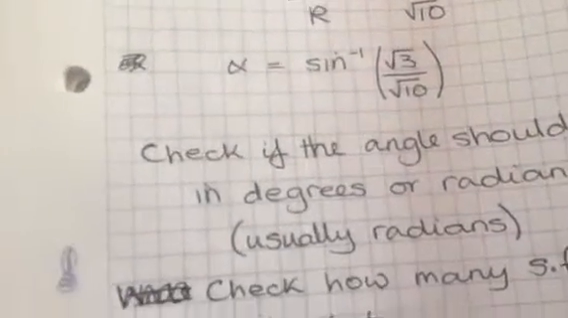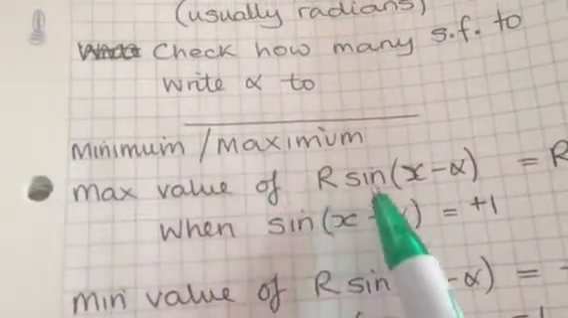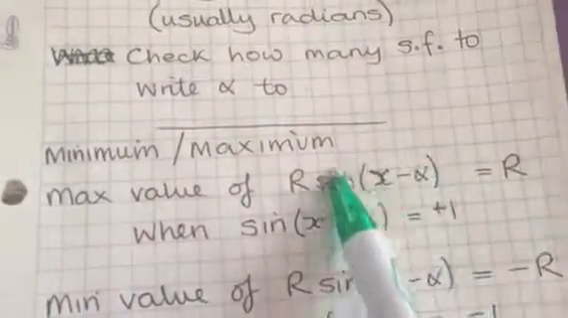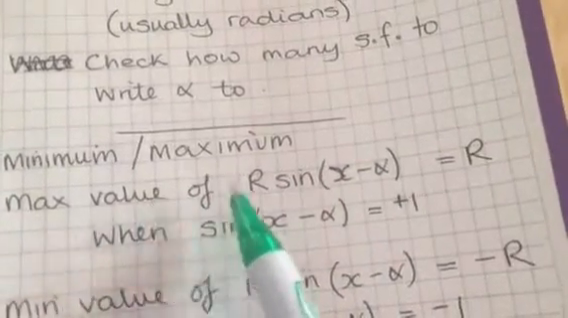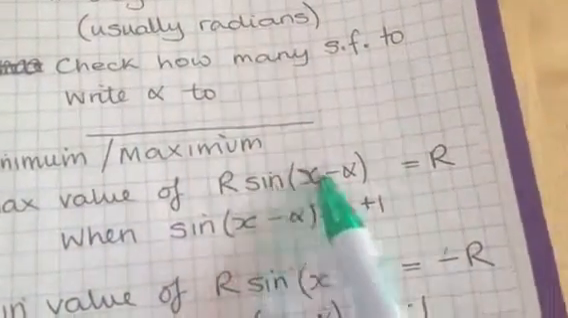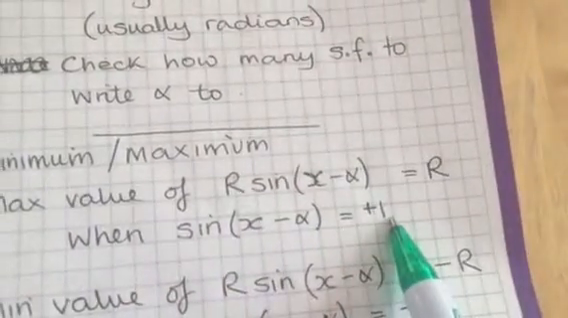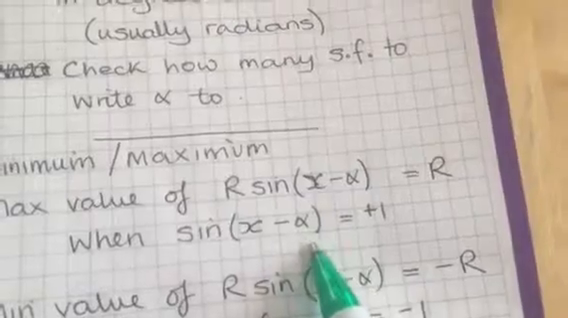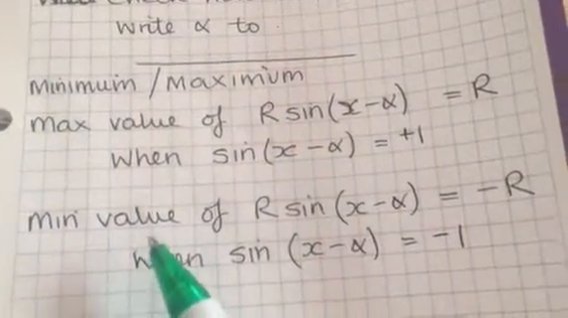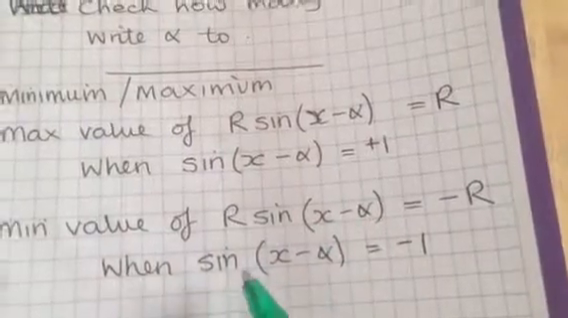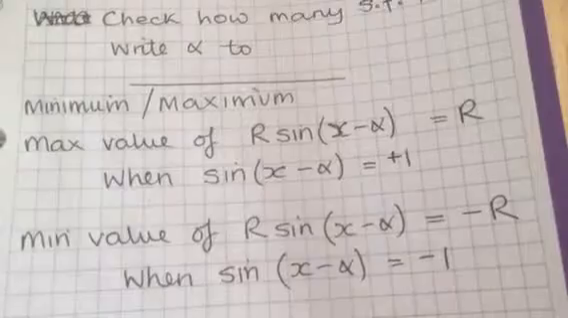Very often with these questions you might be asked to find minimum values or maximum values, and what you need to remember is that the maximum value for sin(x − alpha) is plus 1. So the maximum value of this will be R times 1, which will be R, and that will happen when sin(x − alpha) is equal to 1. You're used to solving trig equations like that in C2, and similarly the minimum value will be when sin(x − alpha) is negative 1, so the minimum value will be minus R.